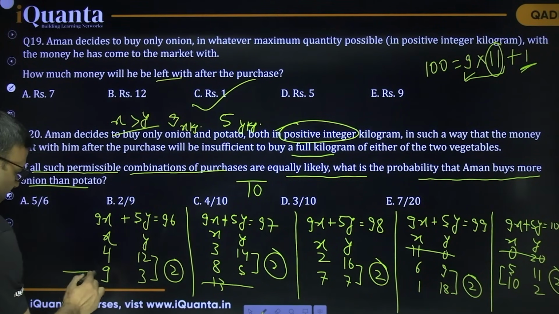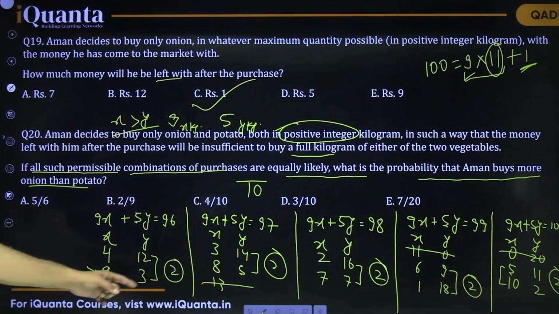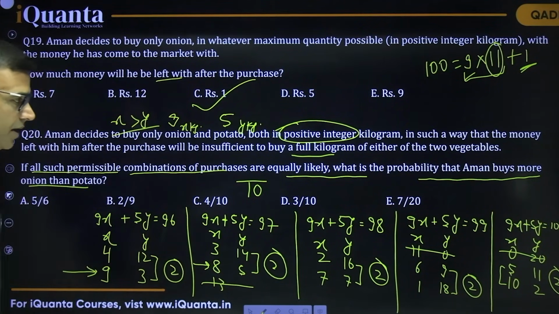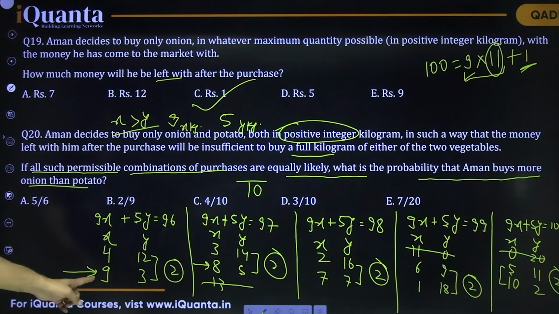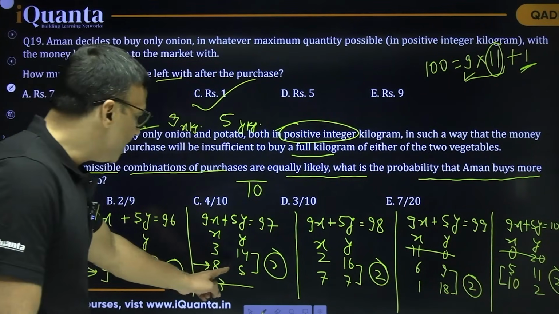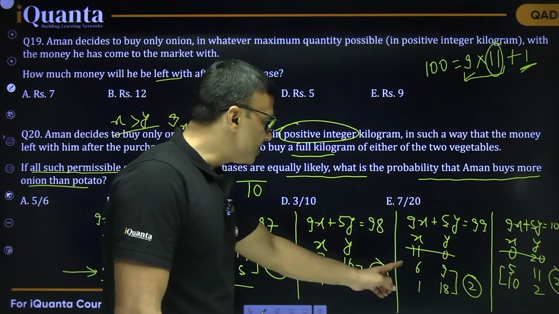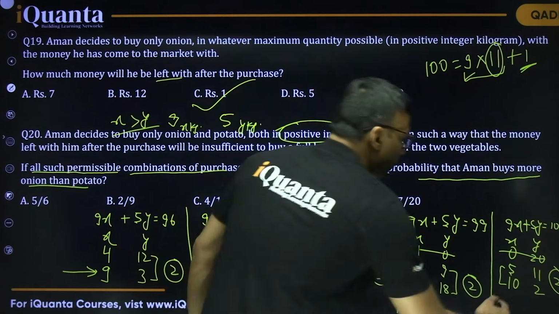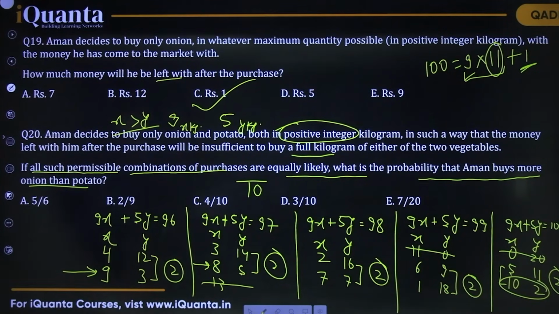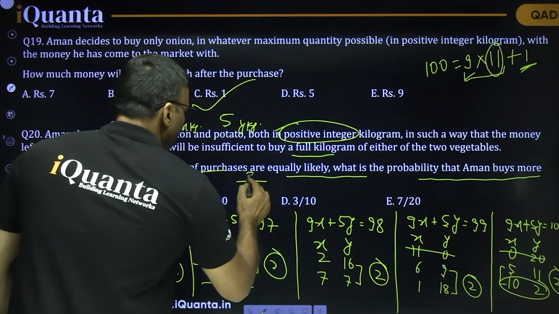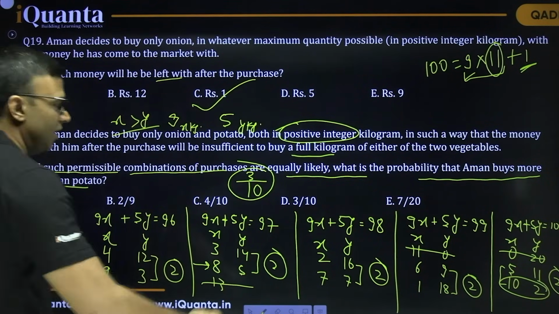X more than y is this possibility, that is 9 3. 4 12 is not. 8 5 is another one. Is there any other possibility where x is more than y? More onion than potato. So this is one possibility, 9 3. Then we have 8 5, 7 7, 6 9, 1 18. 10 2, right, this is another one. Yeah, 10 2, another one. So 3 possibilities. So probability will be 3 by 10. Wow, a beautiful question.